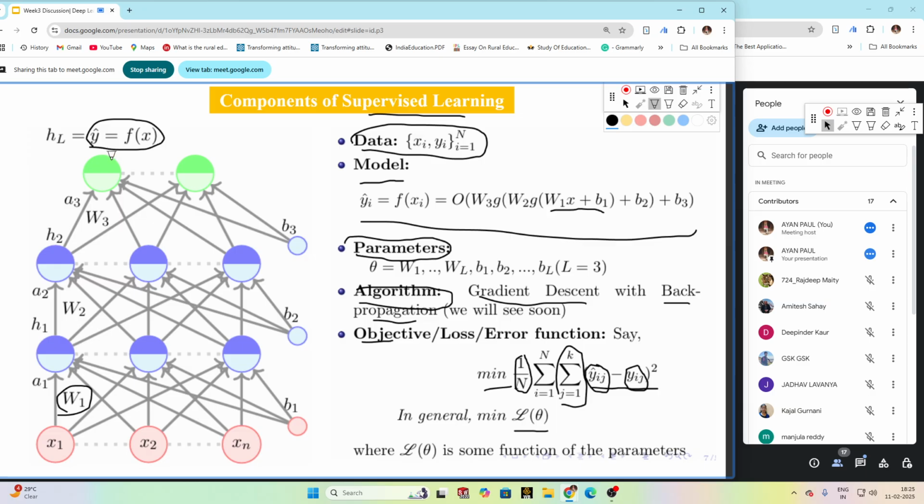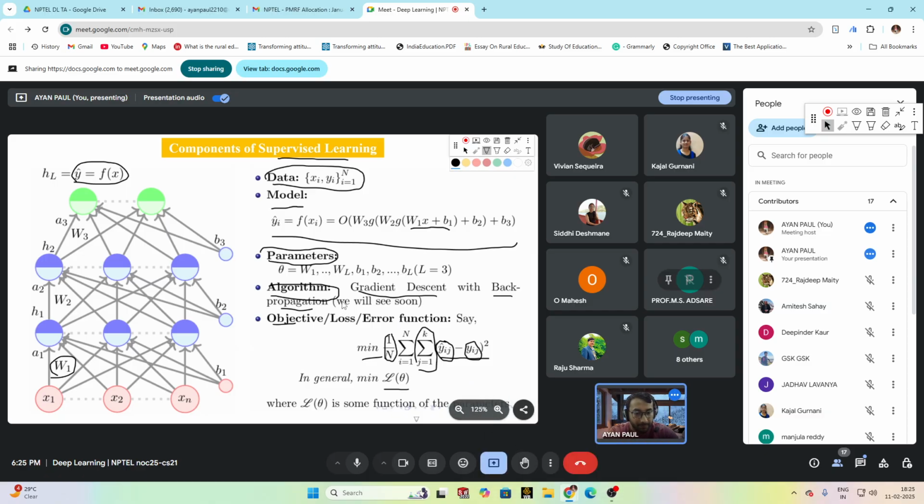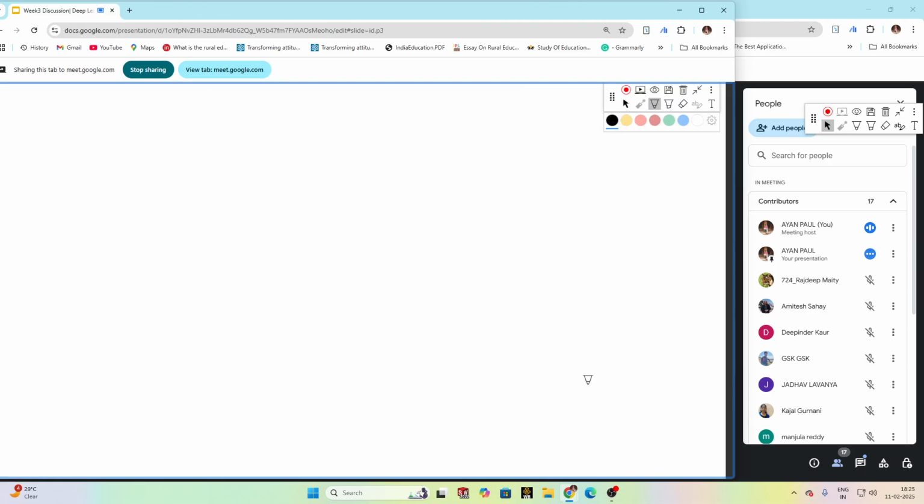In the output layer we get a predicted output, but we also have a real output. The predicted output minus the real output, squared, is the squared error, and if we multiply by 1 by n, where n is the number of inputs, we get the mean squared error. Is it clear to all of you what the 5 components of supervised learning are? Clear, right? Okay, it is clear, I hope.